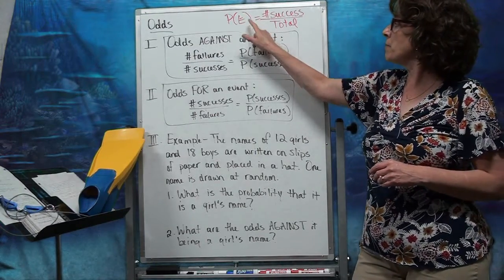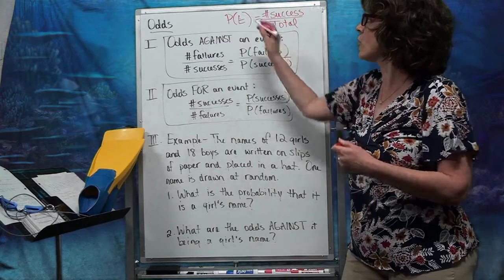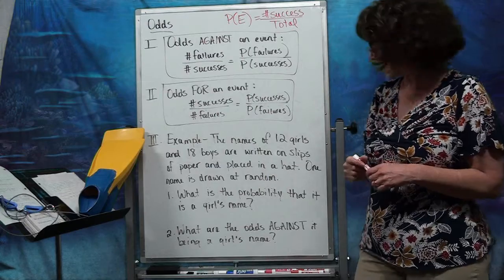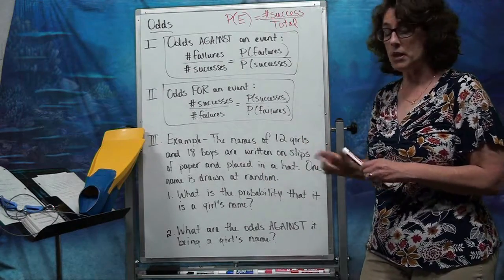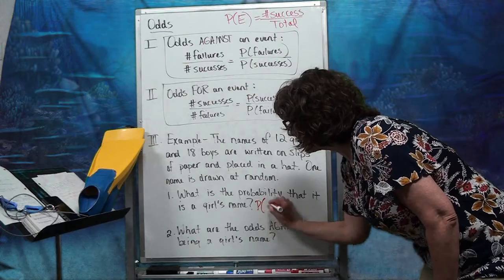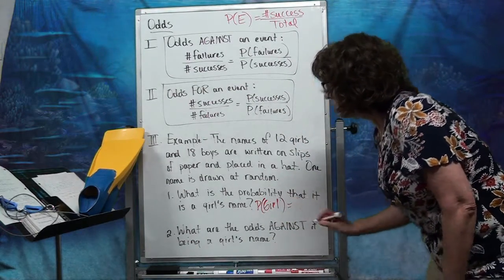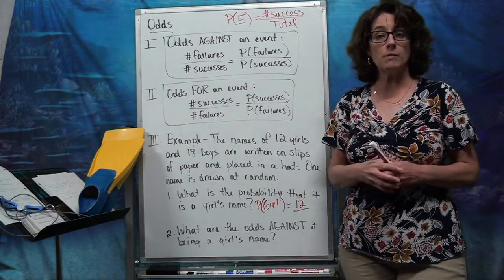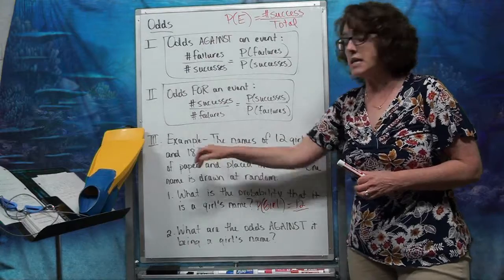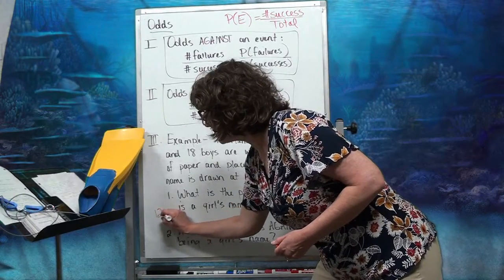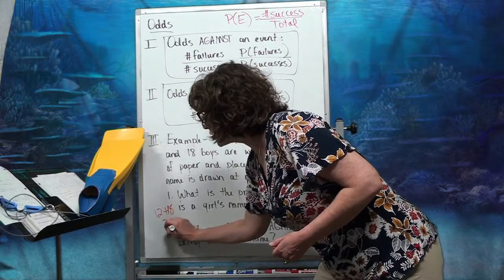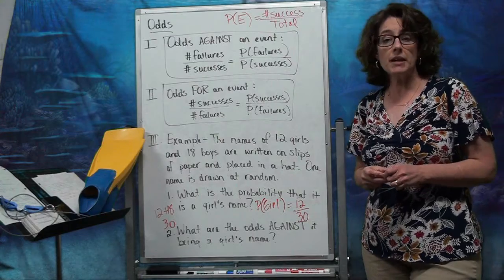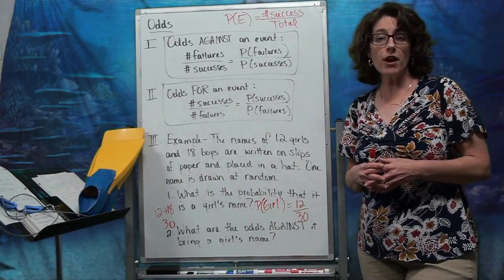Remembering that this formula for probability said that it's going to be the number of successes over total. So I need to figure out, okay, how many successful ways can I draw a girl's name? Well, there were 12 girls' names put in the hat. So that probability that I'm getting a girl's name will be 12 successes, and now I need my total. How many total names are in that hat? Well, remember, I've got 12 girls and 18 boys. 12 plus 18 will give me 30 total names in that hat. So I have 12 out of 30 as my probability of that event happening. You always simplify a fraction if you can.